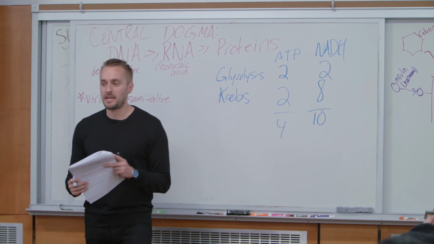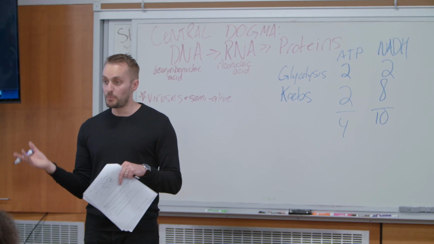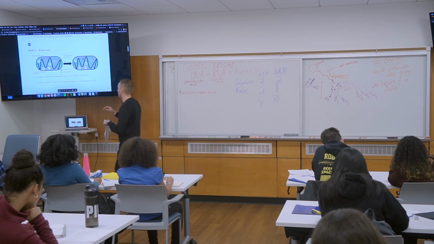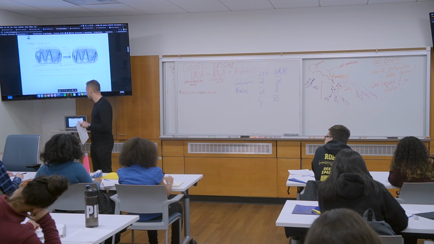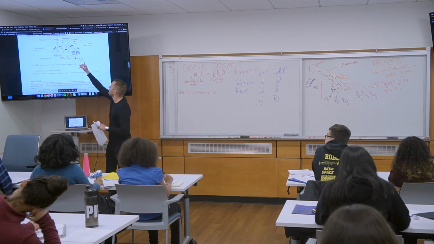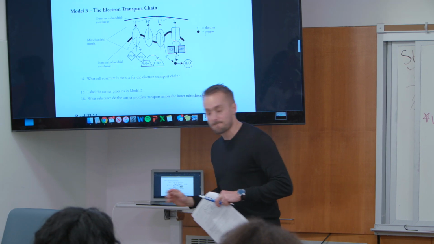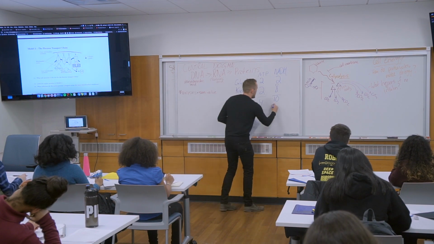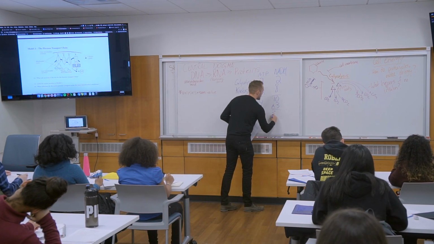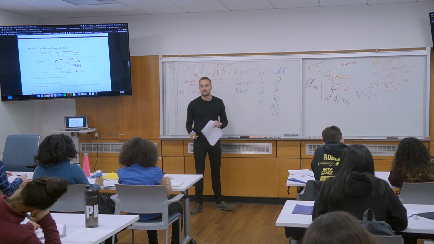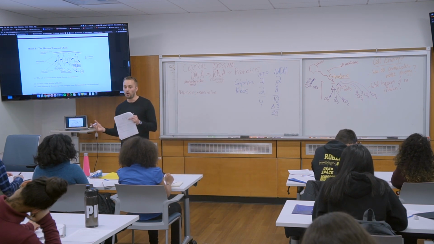But what am I going to do with that number 10? Multiply. Multiply by 3, right? Because every one of those can actually give me enough energy here to make 3 ATPs. So I'm going to multiply this by 3, and that's going to give me 30. So already I know that this process can give me 34 ATPs.